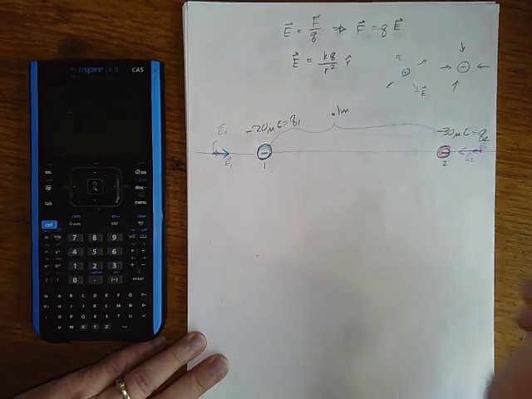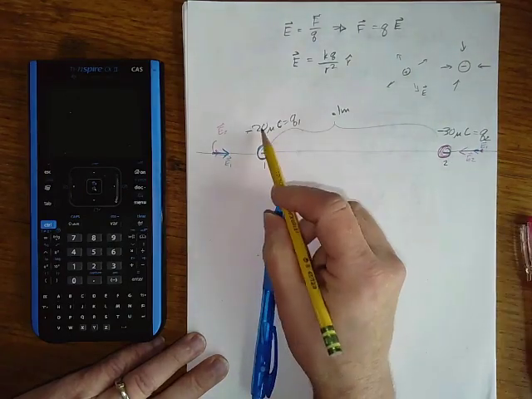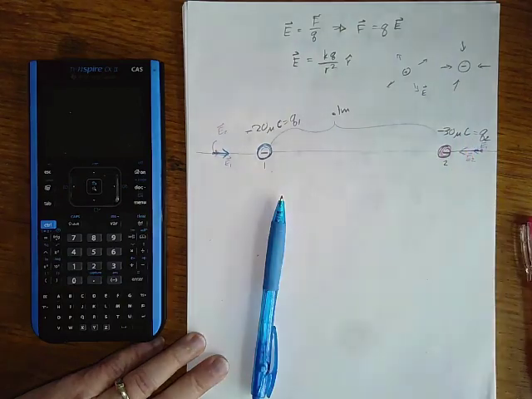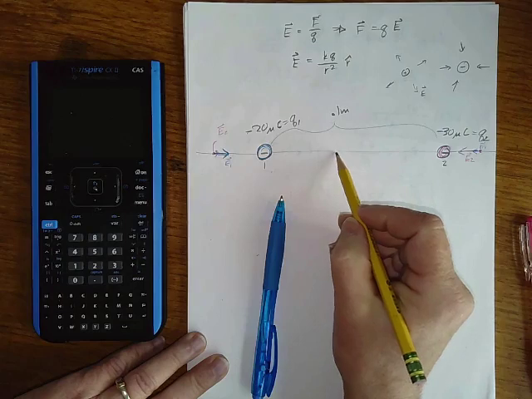Okay, how about in the middle? So this one is smaller, this one is bigger, and if we're trying to pick a point where the field is close to 0, we would have to put it closer to the smaller one.